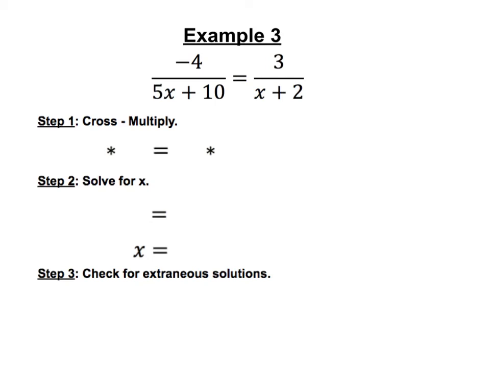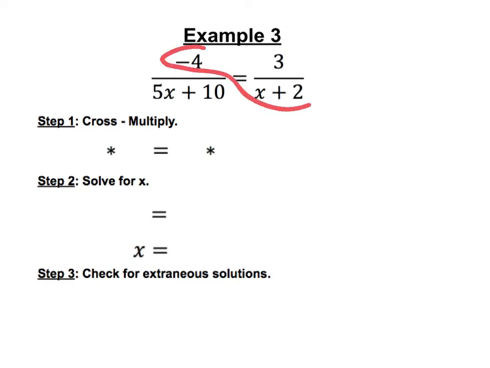All right, for our next problem, we are doing example 3. We have -4 divided by 5x plus 10 equals 3 divided by x plus 2. Now this is just like example 1 and 2, except we already have two fractions, so we're going to go ahead and start by cross multiplying.